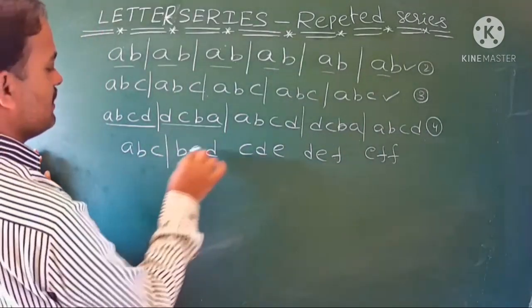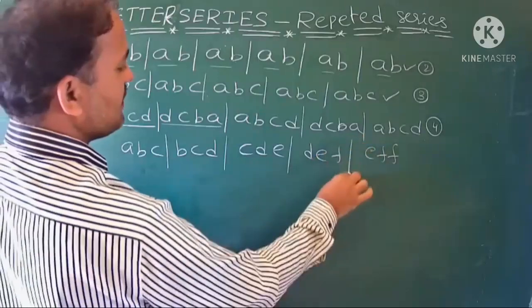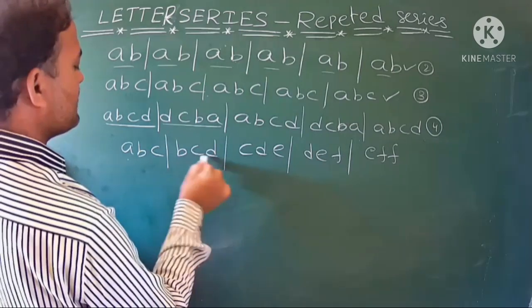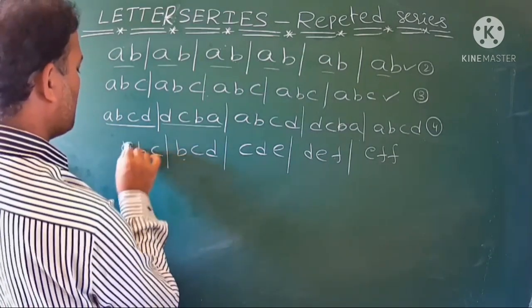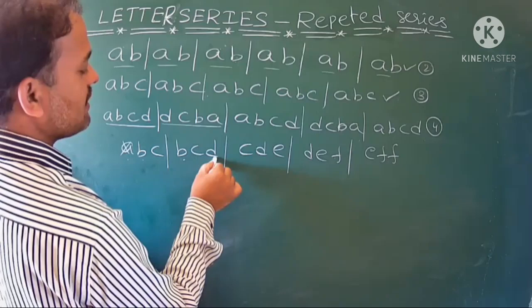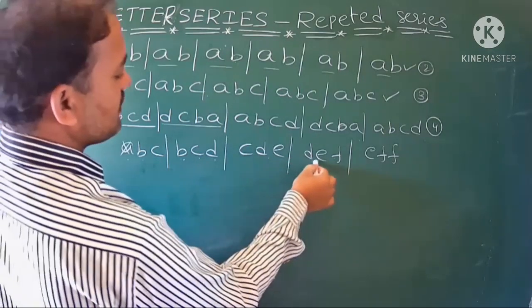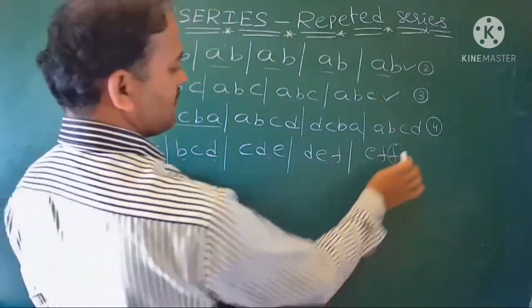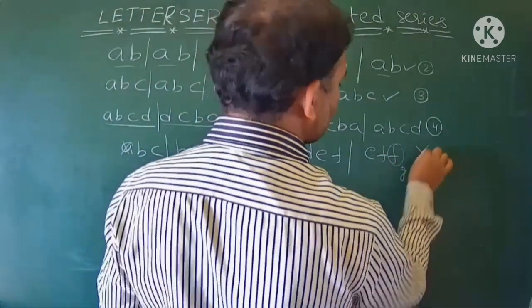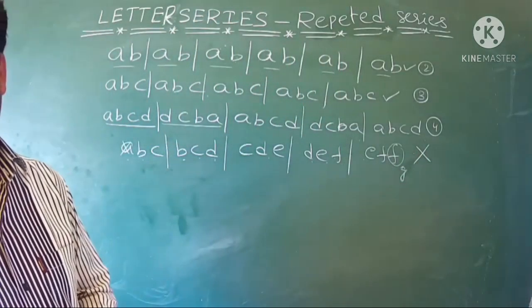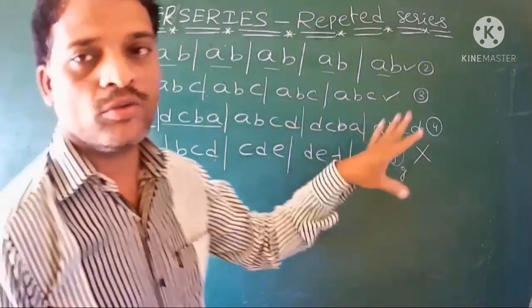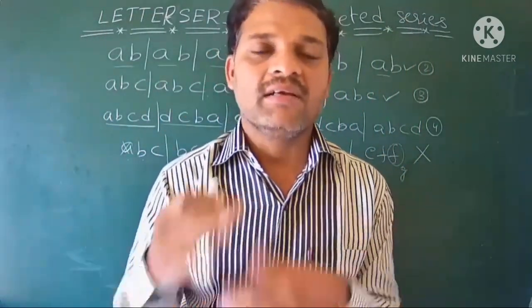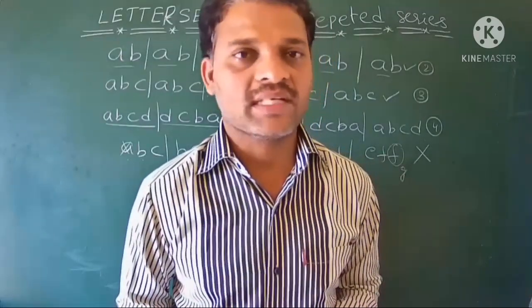Suppose if it is ABC, BCD, CDE, DEF: neglecting A, BC, and next one more letter is added. Next again CDE, next DEF, next EF. But if it is G, it is a continuation series. But if it is F, it is not the continuation series. So like that. Now first of all, you need to observe throughout the series whether it is completed on a particular pattern, whether it is repeated or not. Okay, so next I will go.